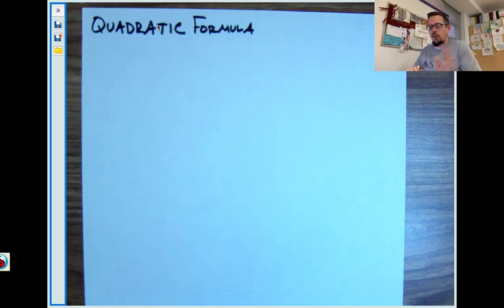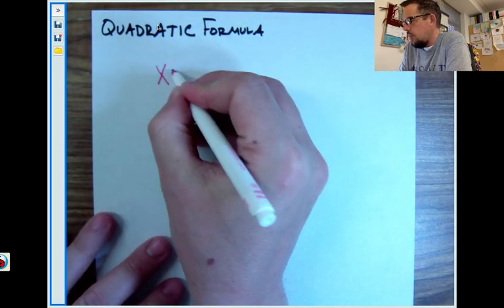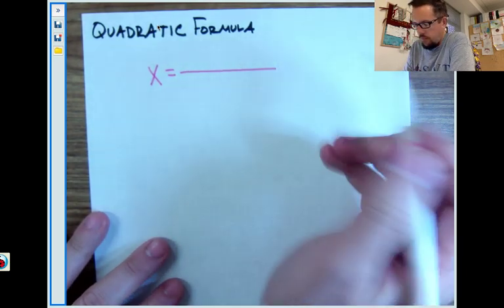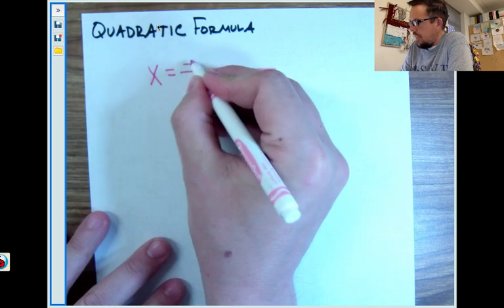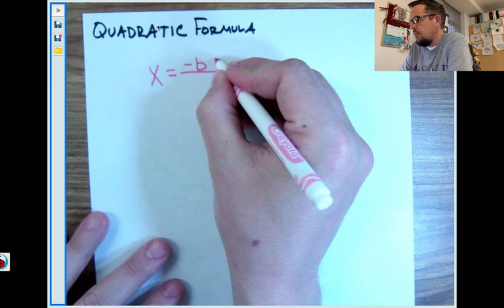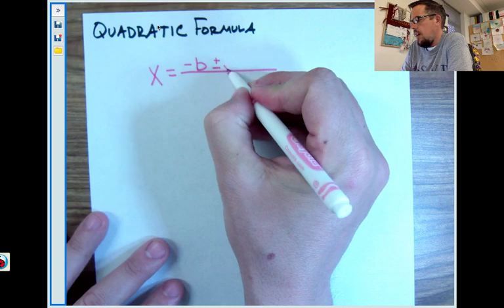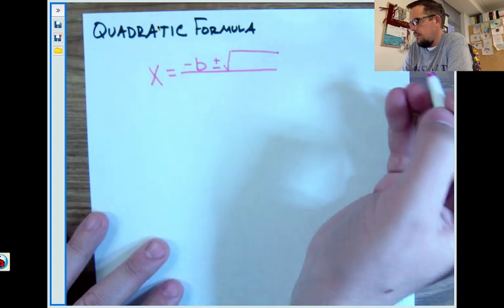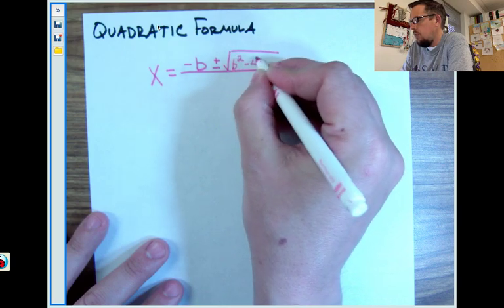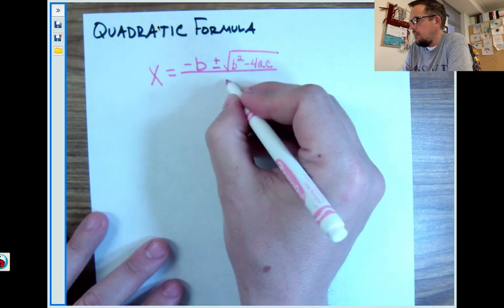Okay, so the quadratic formula is pretty simple. Here's what it looks like. Quadratic formula is x equals, and then it's a fraction, so we'll draw a little fraction line. On the top, negative b, and then here's the plus or minus we've been talking about, plus or minus. And then comes a square root. And inside the square root, b squared minus 4ac. And on the bottom, 2a.